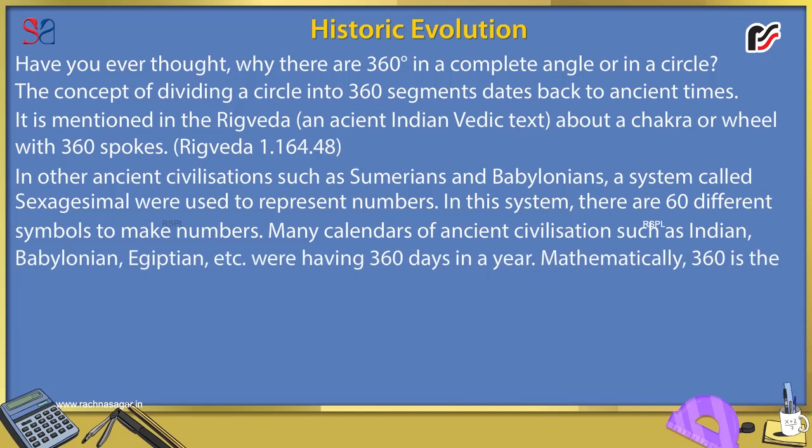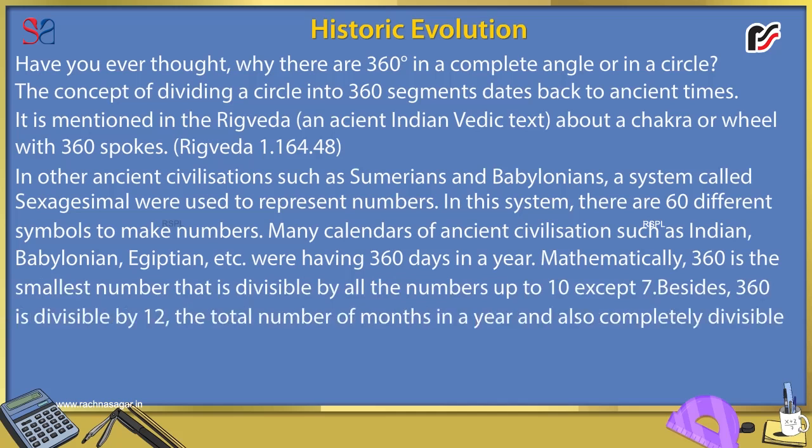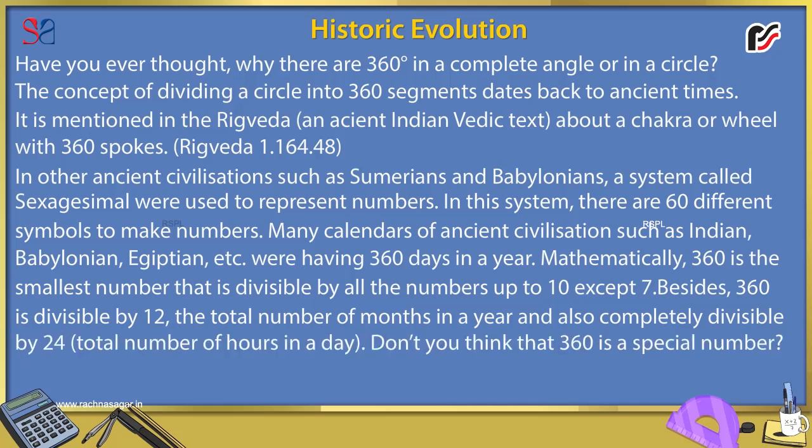Mathematically, 360 is the smallest number that is divisible by all the numbers up to 10 except 7. Besides, 360 is divisible by 12, the total number of months in a year, and also completely divisible by 24.